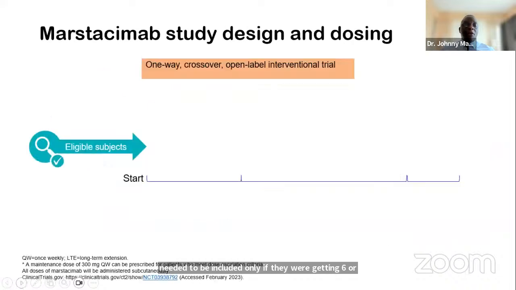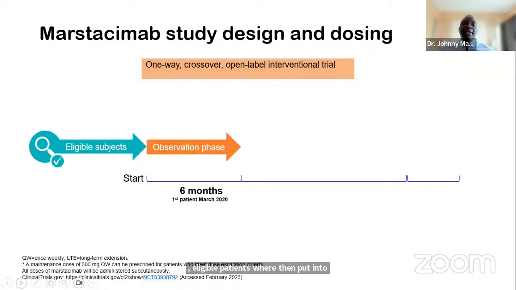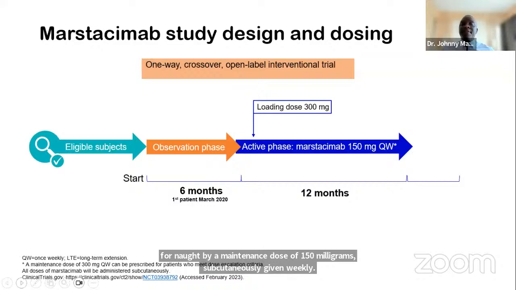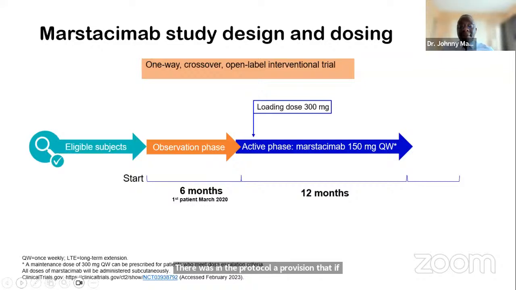And in fact, if one goes on to look at the study design, eligible patients were then put into an observation phase of 6 months, following which the patients were then put into the active treatment phase for the next 12 months after receiving a loading dose of 300 milligrams per kg, followed by a maintenance dose of 150 milligrams subcutaneously given weekly. There was in the protocol a provision that if 150 milligrams every week was insufficient, the patients in fact could be given double that dose as maintenance of 300 milligrams every week.